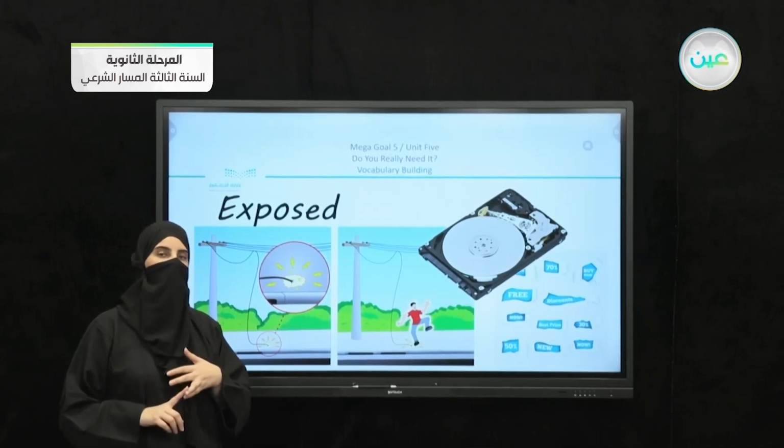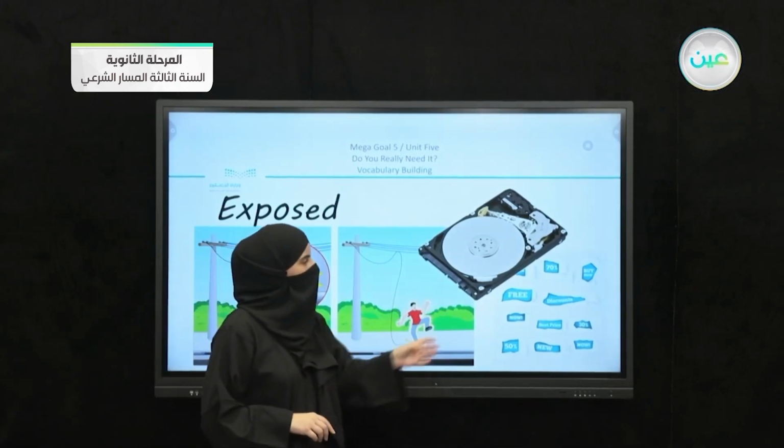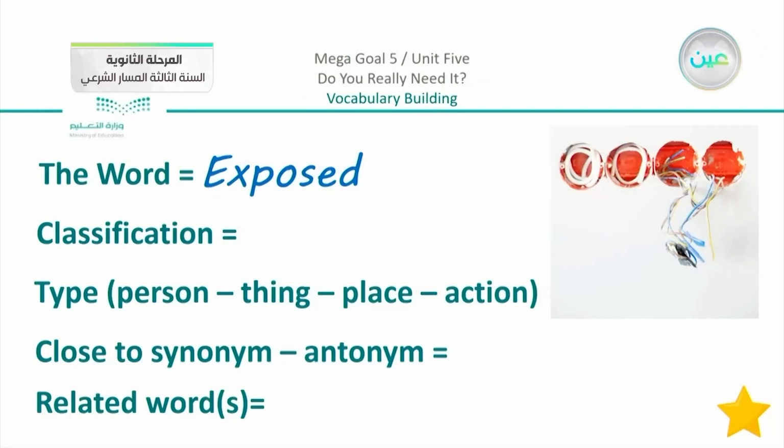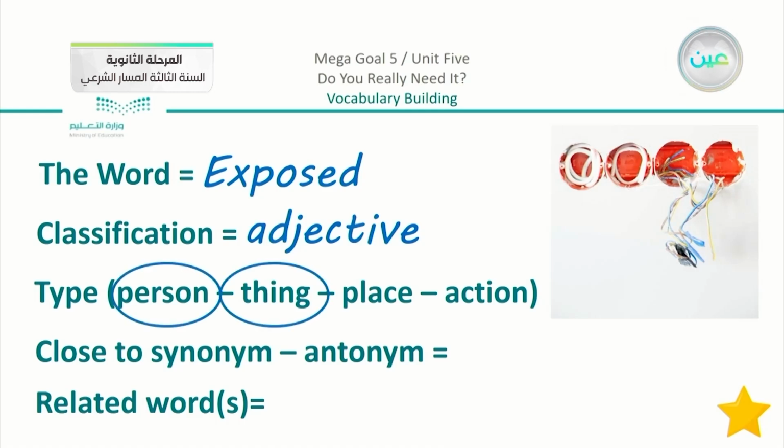But that's not always the case, because sometimes you have something like this. We have some advertisements. We can just tear the paper to see what is the advertisement that we have under it, which doesn't have any kind of danger in it. But in general, we are describing the wires here, that they are exposed, or the advertisement that is exposed, which makes it an adjective. This adjective can be used for a person, a thing, a place, or an action. I can describe an action as an exposed action, or a place, an exposed place, or even a thing.